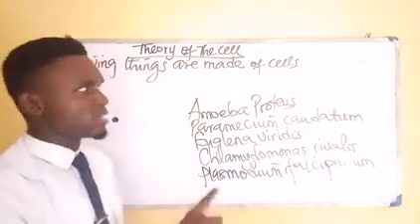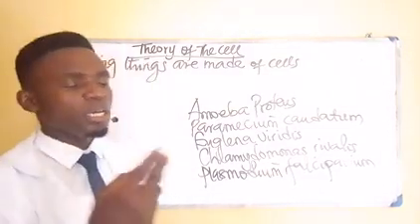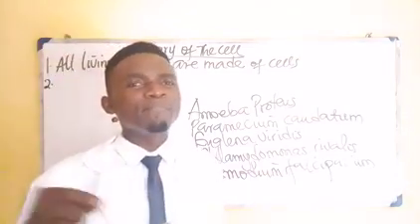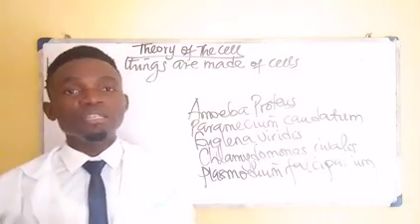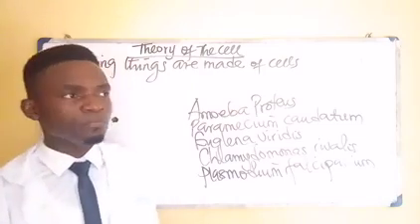Hope that is clear. Let me take it again. 1. All things are made up of cells. 2. The cell is a basic structural and functional, or fundamental, unit of life. Number 3. Apart from the life of a cell, there is no other life. Number 4. The cell comes from a pre-existing cell.